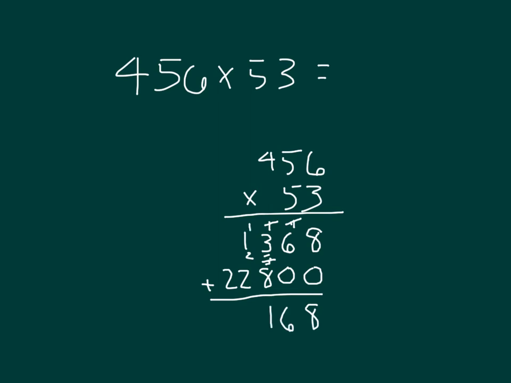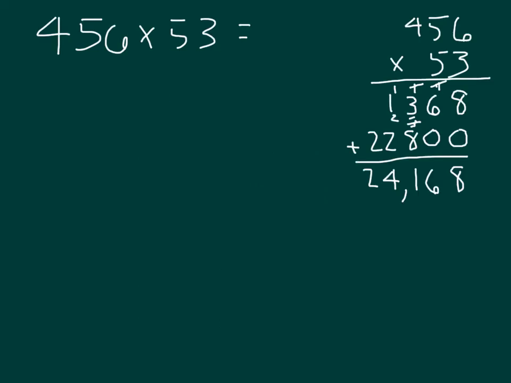1 plus 1 is 2, plus 2 is 4. I've got that 2 there, 24,168. This does connect back over to the area model, and I'll show you an area model for this problem. Move things around a little bit. Give me some room to go ahead and make my area model.